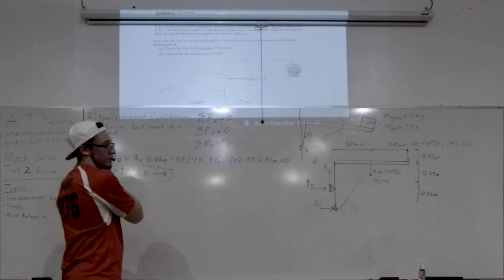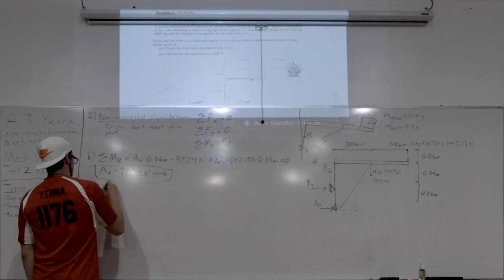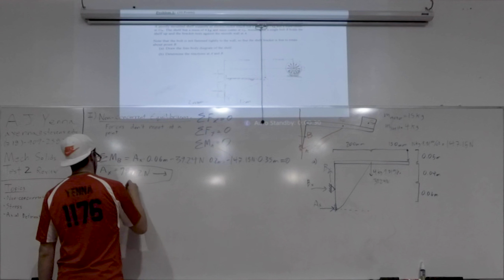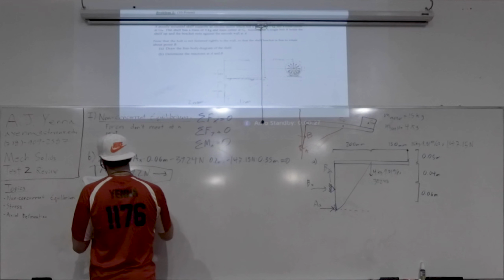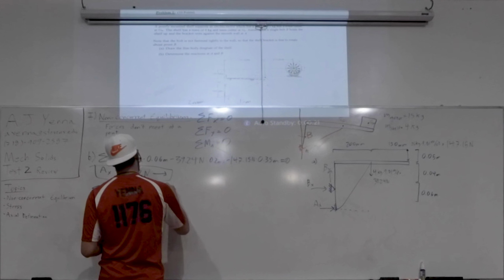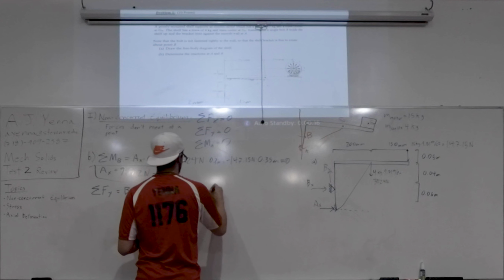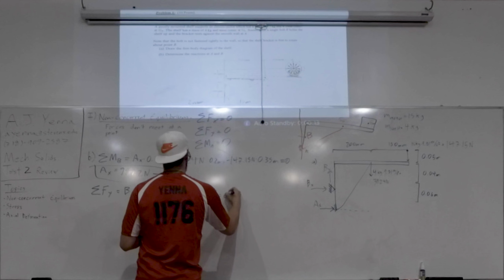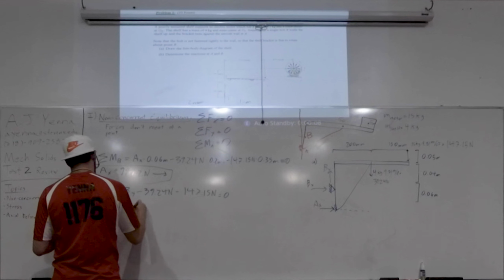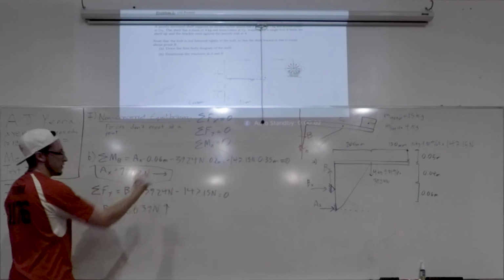Summation F, the next, it really doesn't matter which one you do next. I did summation Fy next. So sum of the forces in the y direction is By, which I assume to be positive, minus 39.24 newtons, minus 147.15 newtons equals 0. By equals 186.39 newtons. Again, it was positive, so I know that it's still up.